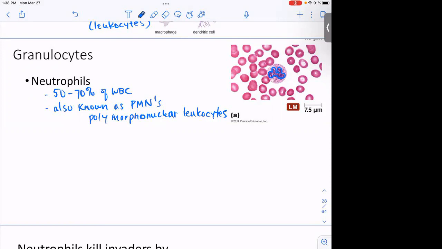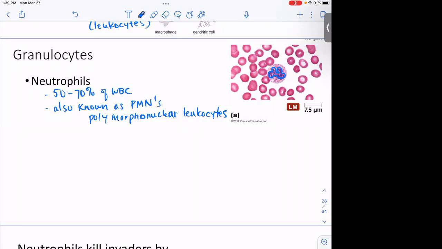And actually, the basophils and the eosinophils have that same kind of nucleus, but because neutrophils so outnumber the basophils and the eosinophils, usually when we're talking about a PMN, we just mean neutrophils. It depends on the context, but usually that term is used synonymously with neutrophils.